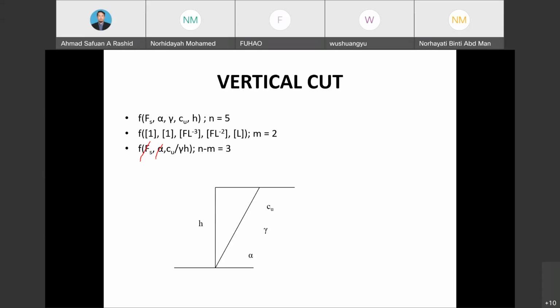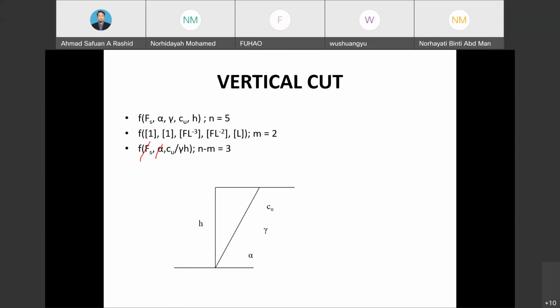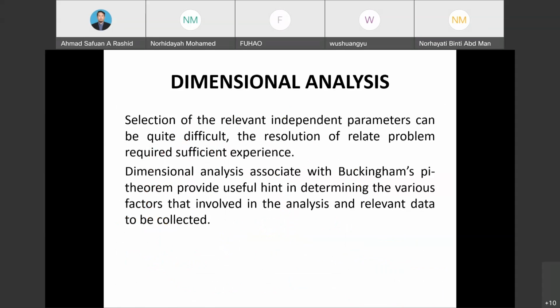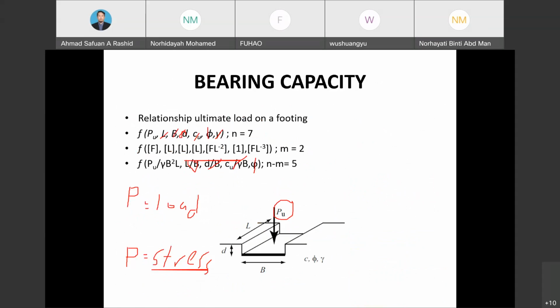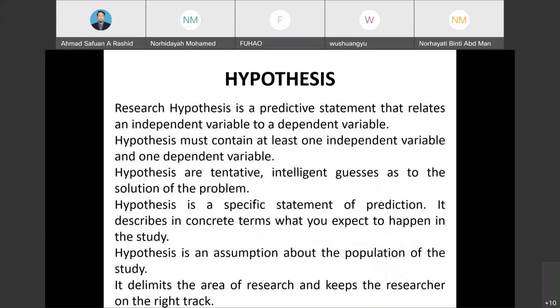Okay, so that is the dimensionless equation for the vertical cut. Okay. So then, yeah, I have completed the discussion on the dimensional analysis. Okay. Any question before we move to the hypothesis?